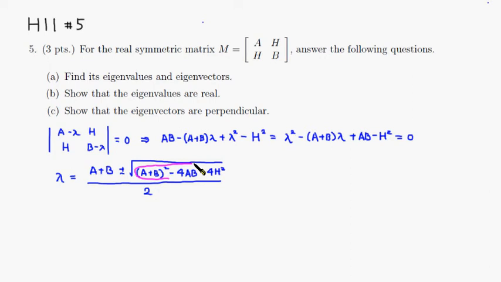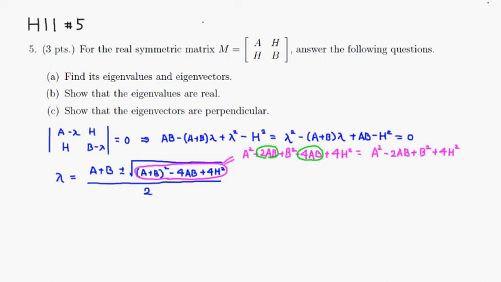So the discriminant part: if you multiply out, you get A squared plus 2AB plus B squared. Then you're subtracting 4AB and adding 4H squared. We can combine 2AB and negative 4AB, which gives negative 2AB. Then you have A squared, B squared, and 4H squared. But A squared minus 2AB plus B squared is exactly the same thing as quantity A minus B squared.